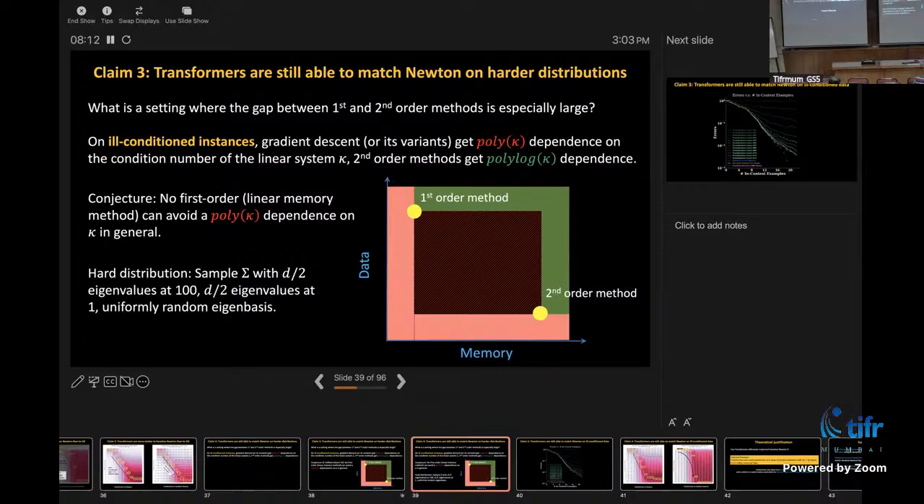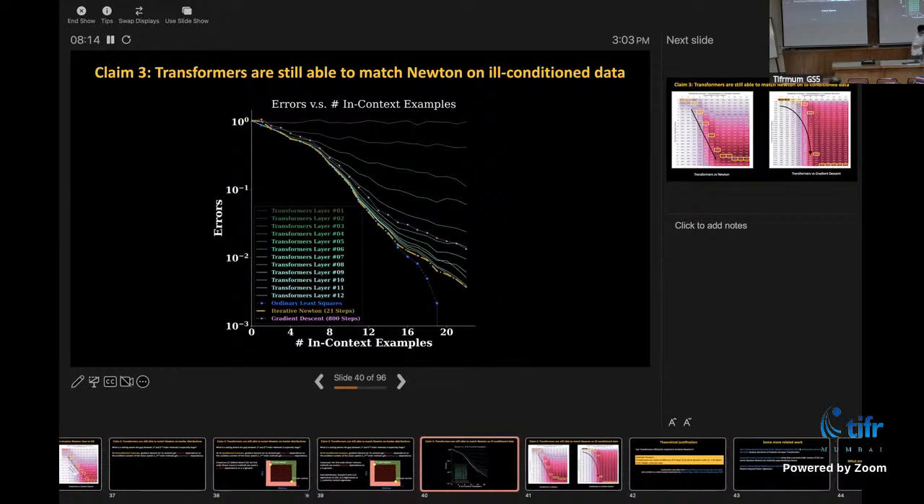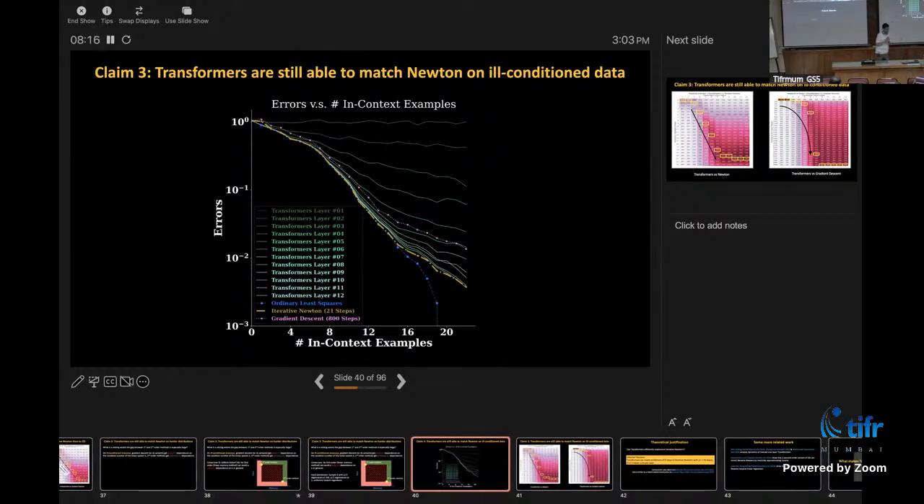Okay, so what do we see here? We see that transformers are still able to match Newton on ill-conditioned data. The x-axis again is the number of in-context examples, the y-axis is error. So the transformer layers still seem to be similar to Newton. The last layer seems to be similar to 20 or so steps of Newton.